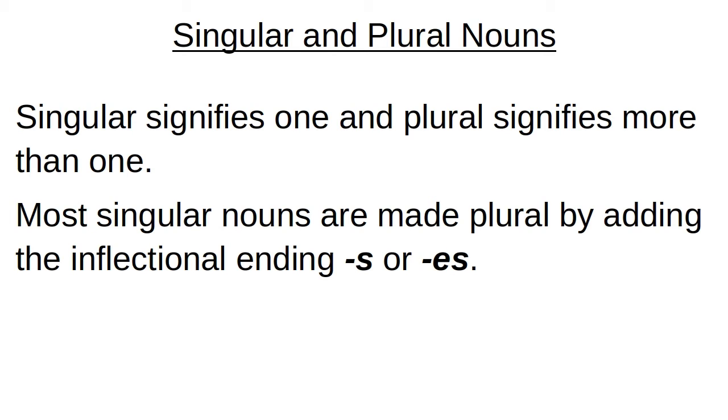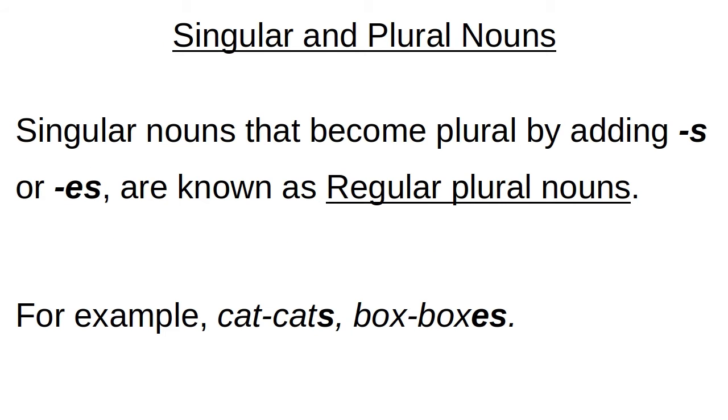Likewise, box is changed to boxes, whereas the inflectional endings ing and ed change the tense of the word. For example, eat is changed to eating, which is present tense. Walk is changed to walked, which is the past tense. Nouns that become plural by adding the inflectional endings s or es are known as regular plural nouns. For example, cat is changed to cats, box to boxes.